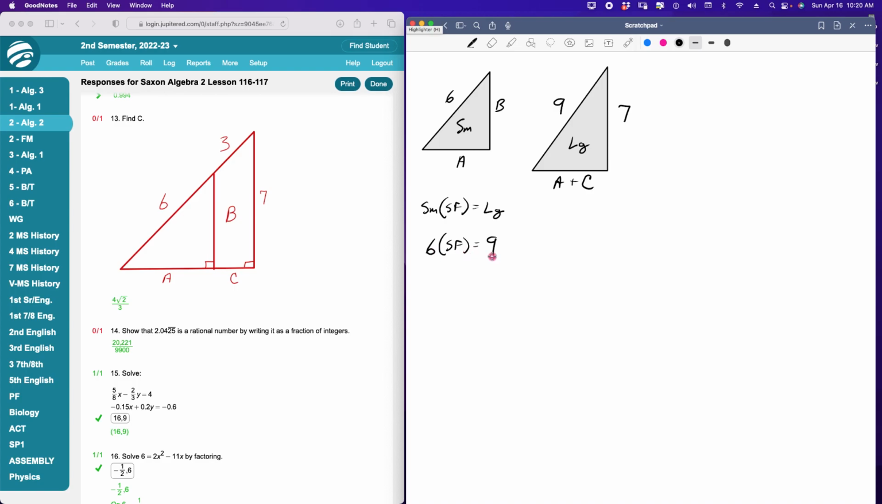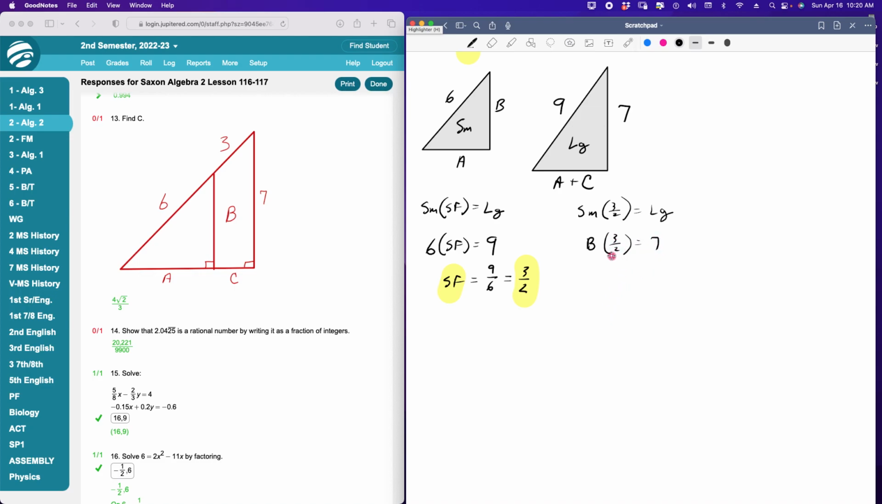So when I divide both sides by 6, I get that the scale factor is equal to 9 over 6, which is equal to 3 over 2 when I reduce the fraction. So this is my scale factor. The scale factor is 3 over 2. So I'm going to use that scale factor to solve for B. So on the small times 3 over 2, that is going to be equal to the large. So in this case, I'm going to do B and 7. So B times 3 over 2 is equal to 7.